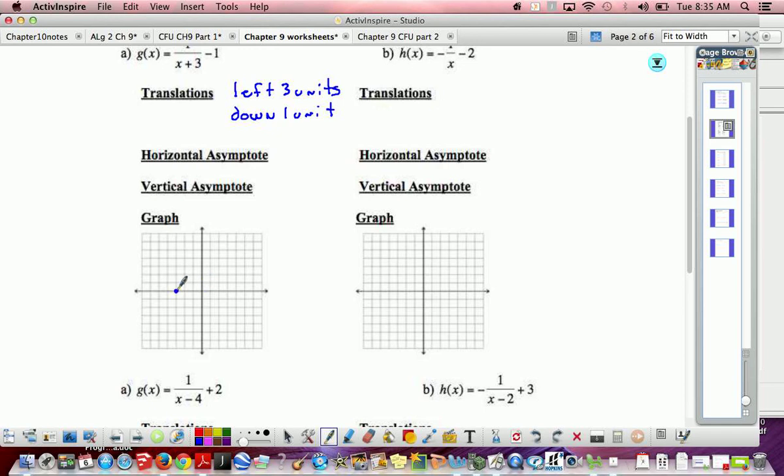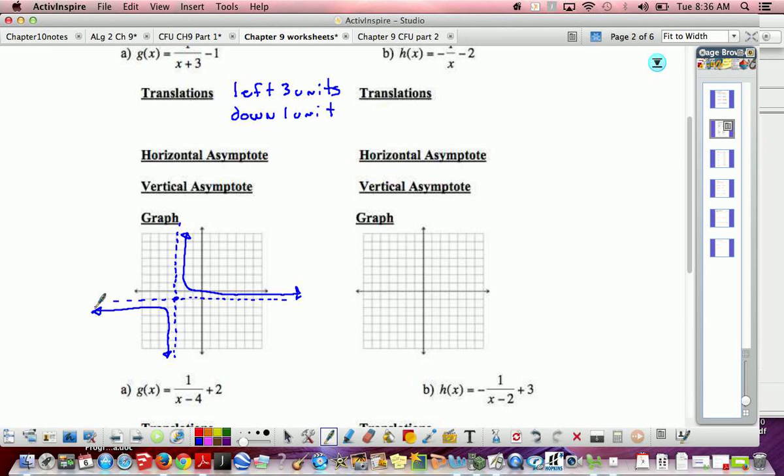I go left 3, whoops, I really didn't want to put a point there yet, but just showing you that I'm going left 3 and down 1 unit. So this is where the asymptotes, remember, their boundary lines, crisscross. It's their intersection point. So now you'll have your graph, and now we want to do the horizontal and vertical asymptote.